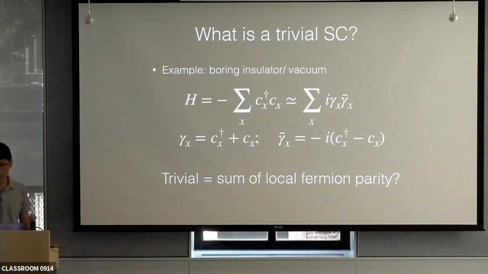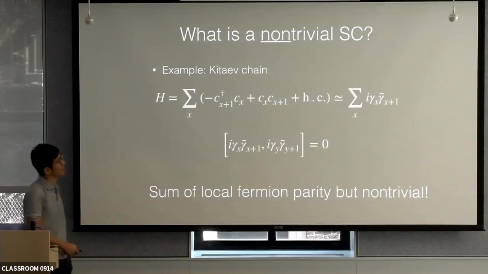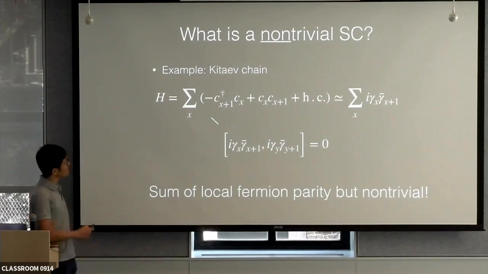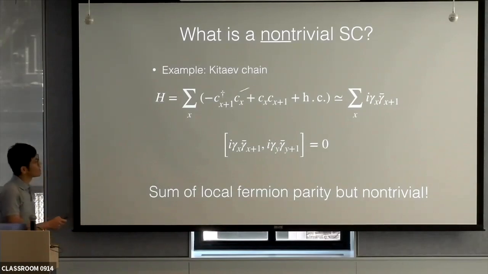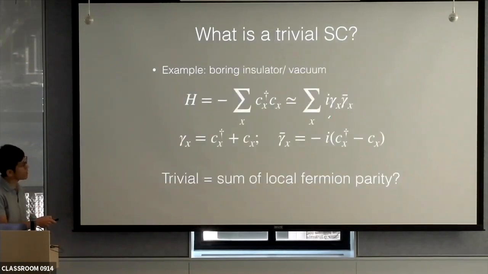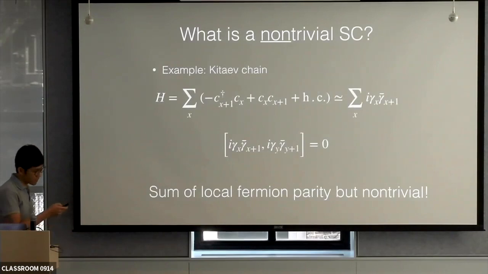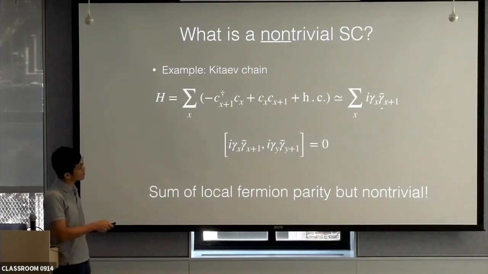And Philip is actually shaking his head. So he knows what's on this next slide. So let's ask what is a non-trivial superconductor. The canonical example will be the Kitaev chain. So it looks a bit more complicated this way, but if I again go to the Majorana basis, it's almost identical. So let me just contrast that. So this one is i γ_x γ-bar_x. This one is i γ-bar_x γ_{x+1}.